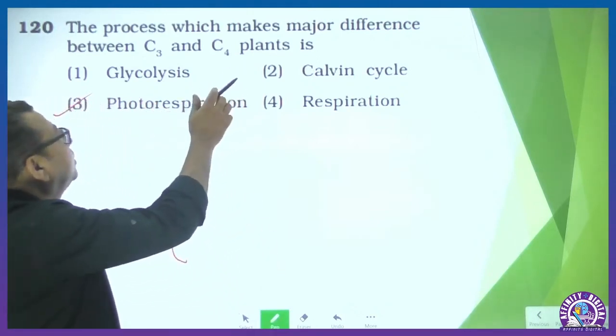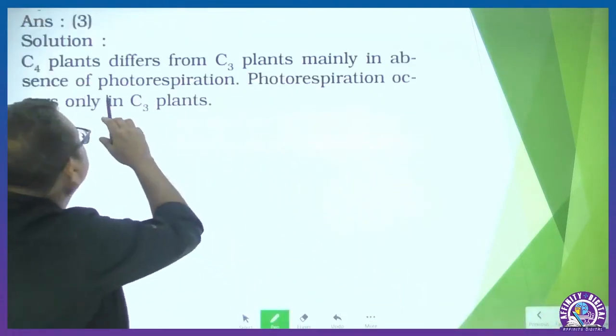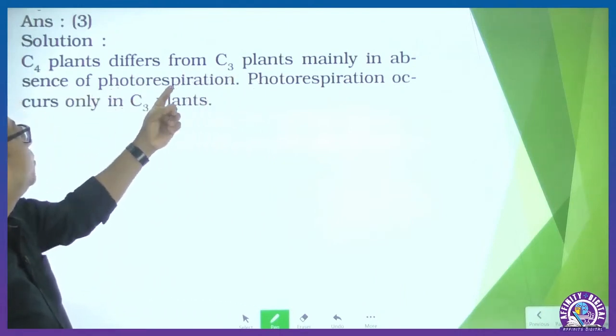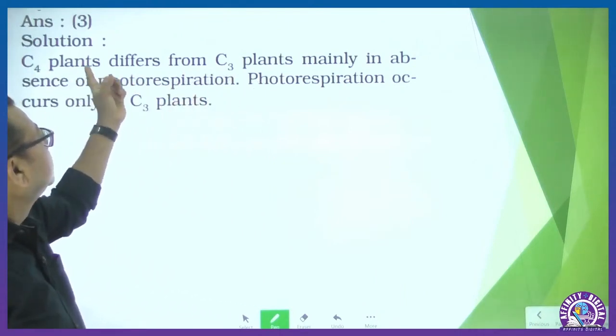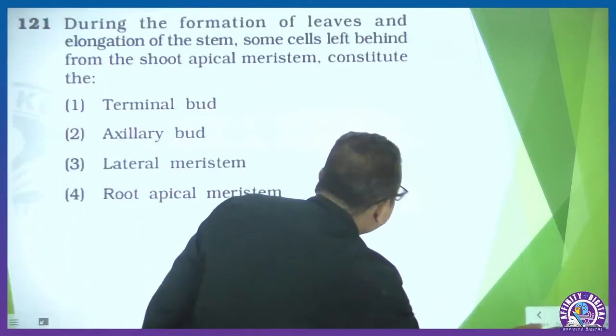So, what is the major difference between C3 and C4 plant? That is photorespiration. Solution mein dekhiye, C4 plants differ from C3 plants mainly in the absence of photorespiration. Photorespiration occurs only in C3 plants. Next question.